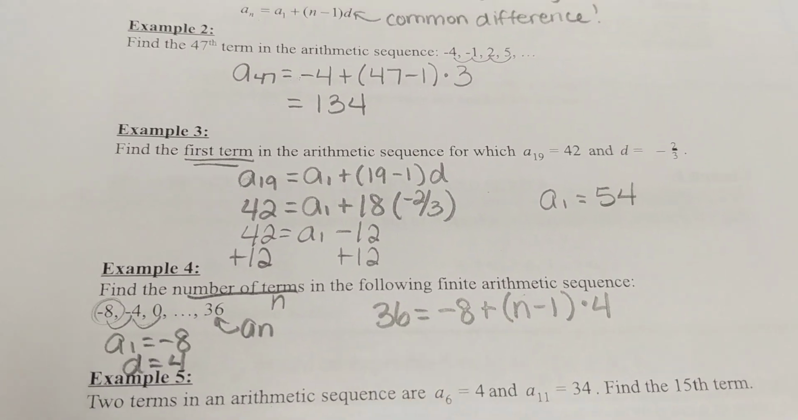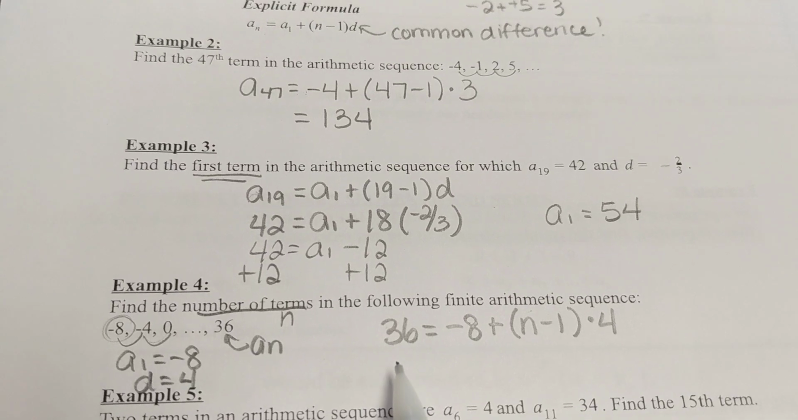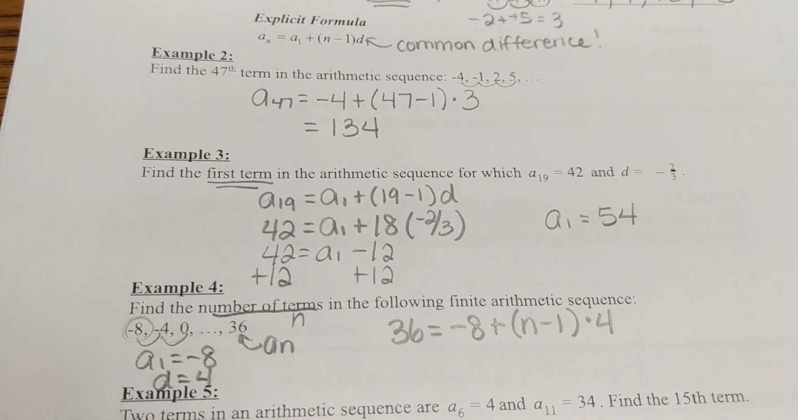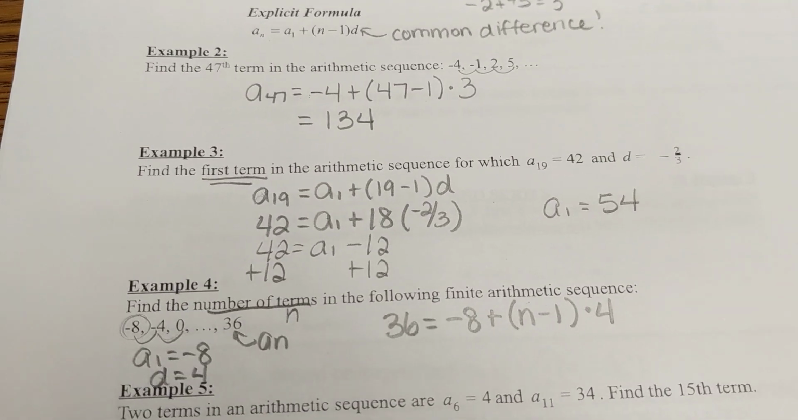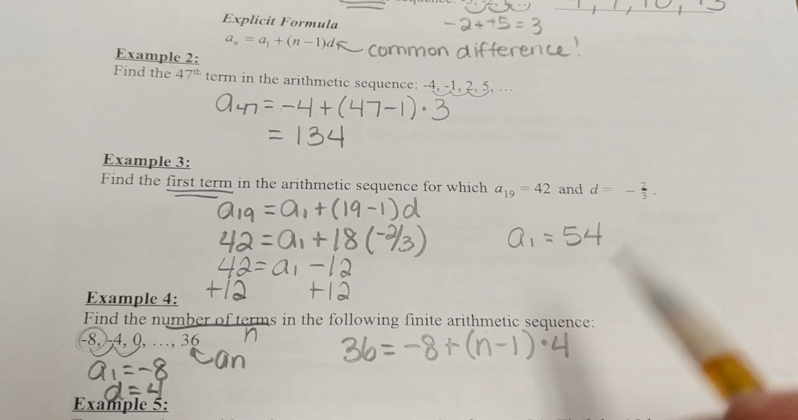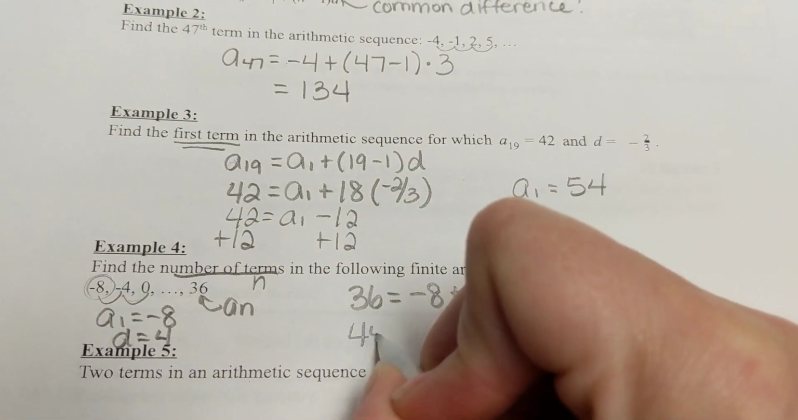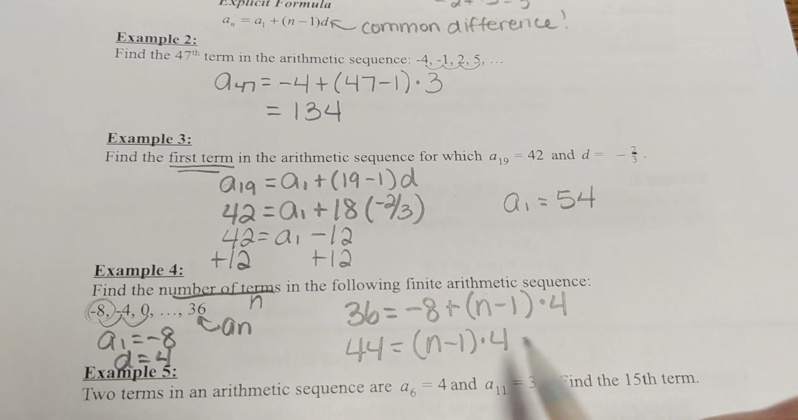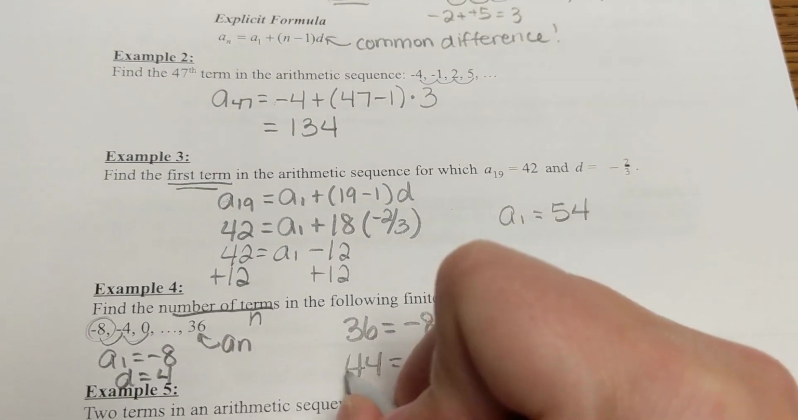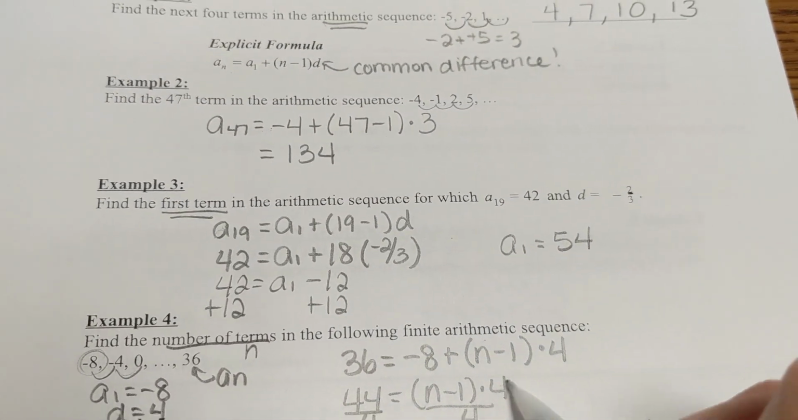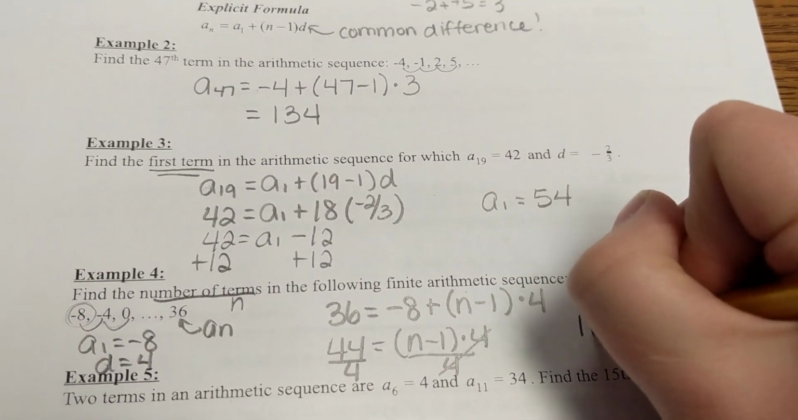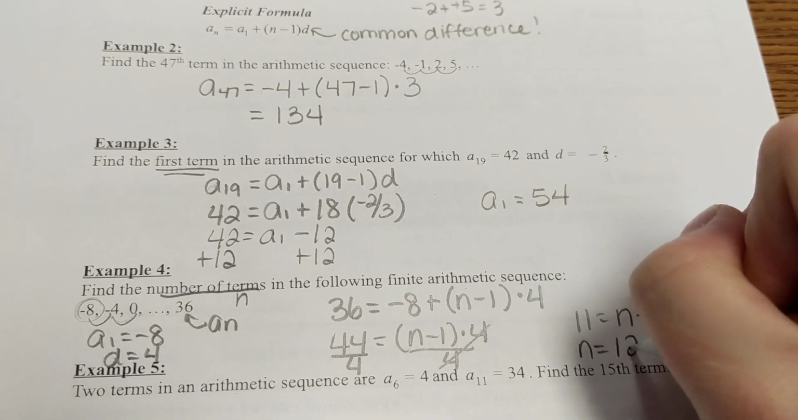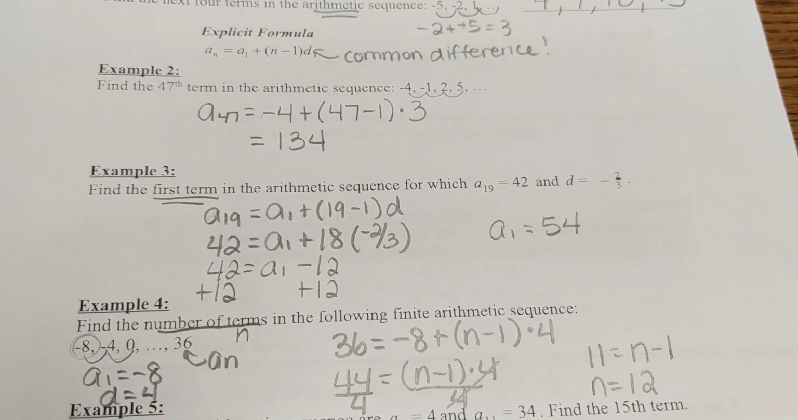So first thing, add 8 to both sides. So 36 plus 8. So when we add 8 to both sides, we get 44 equals n minus 1 times 4. Divide by 4. We get n minus 1 equals 11. Add the 1 over. We get n equals 12.